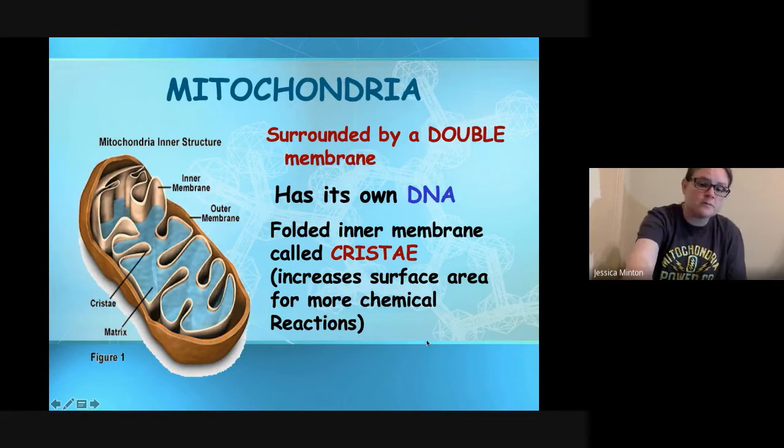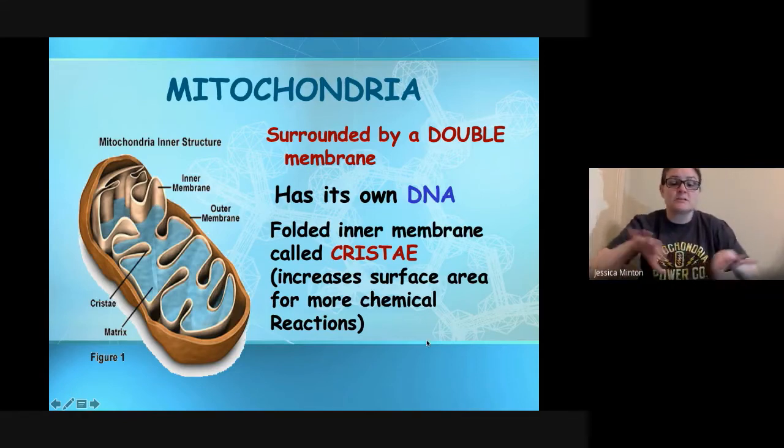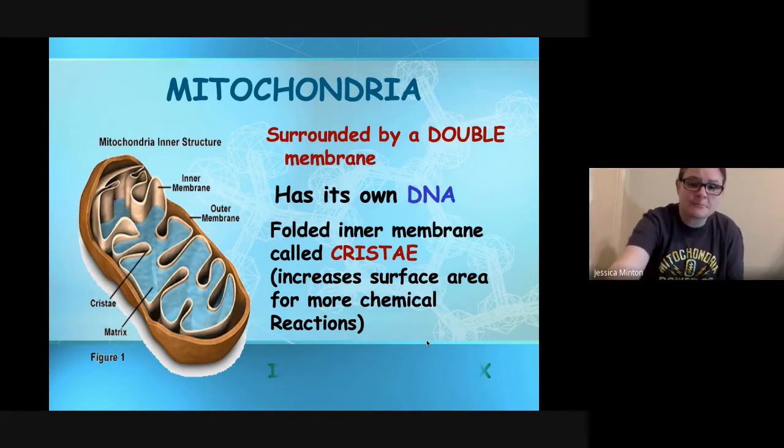The folded membranes, the cristae, increase the surface area, and that's going to help more for the chemical reactions to make ATP.